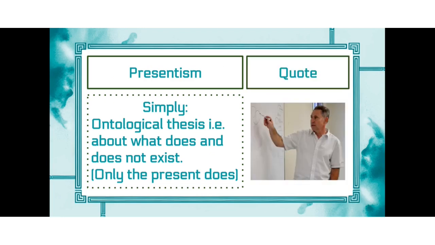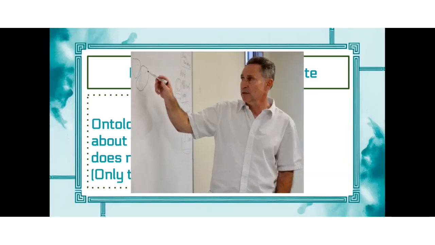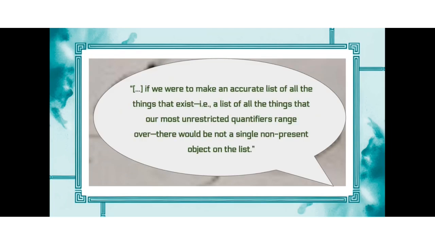So we'll take a quote here from Ned Markosian. This is really going to spell out what presentism is, more or less. So he says, if you see here, there's this little thing he's written on the whiteboard. If we really zoom in, I promise that what actually it says here is this quote. If we're to make an accurate list of all the things that exist, i.e. a list of all the things that our most unrestricted quantifiers range over, there would not be a single non-present object on the list.